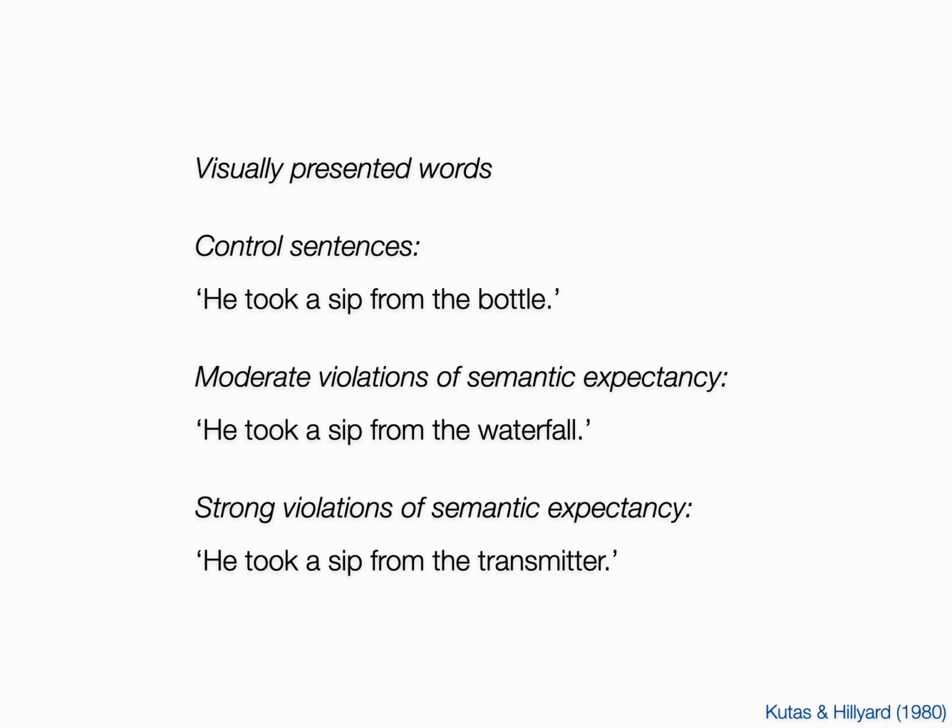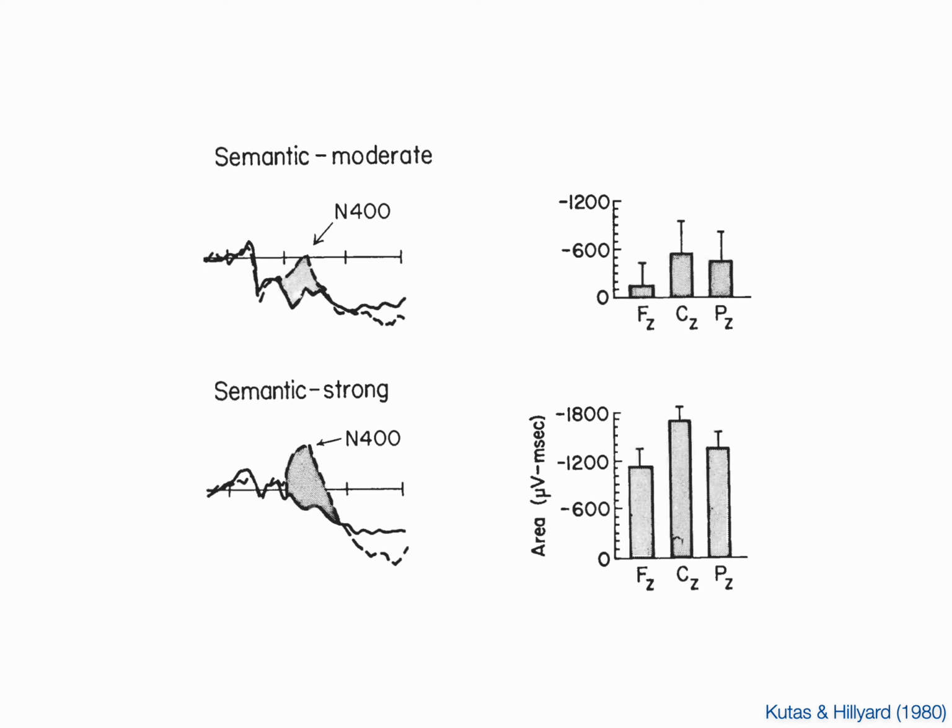In a second experiment, Kutas and Hilliard manipulated the strength of the violation of semantic expectancy. They had moderate violations. For example, he took a sip from the waterfall. Here we would expect words like bottle or glass, but still waterfall kind of makes sense. We can integrate this word and interpret the meaning of the entire sentence. In contrast, in a strong violation of semantic expectancy, like he took a sip from the transmitter, we would not expect the word transmitter at all. We cannot interpret this sentence.